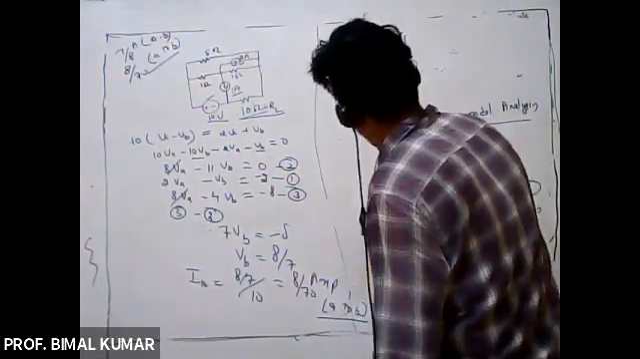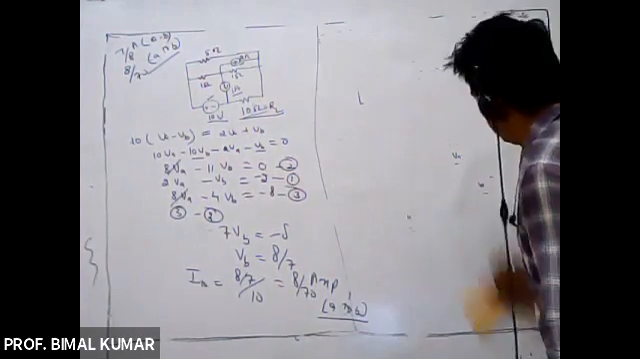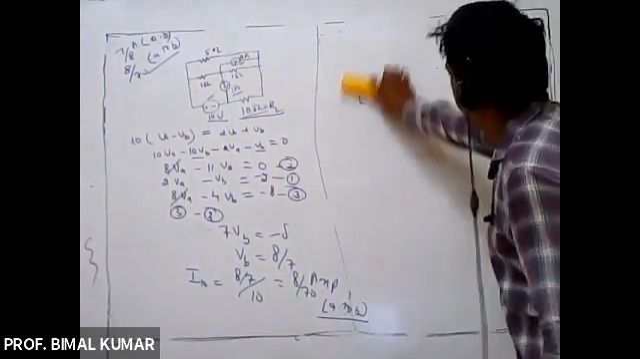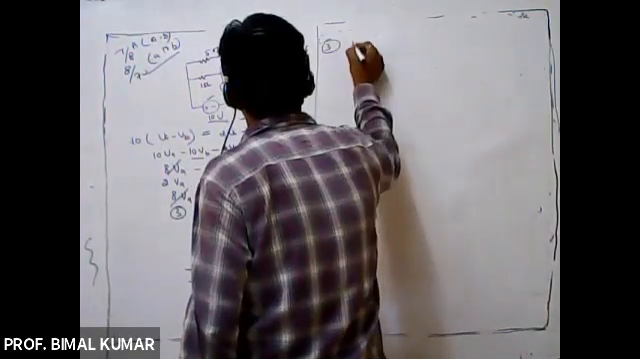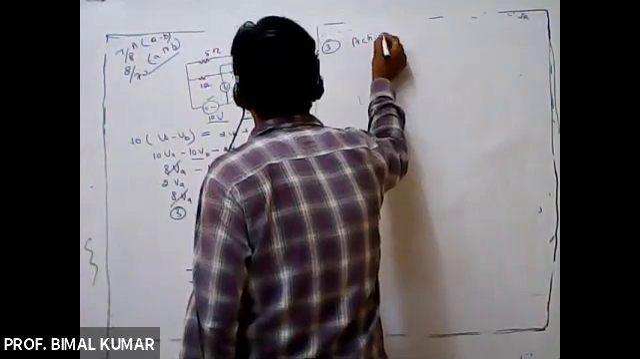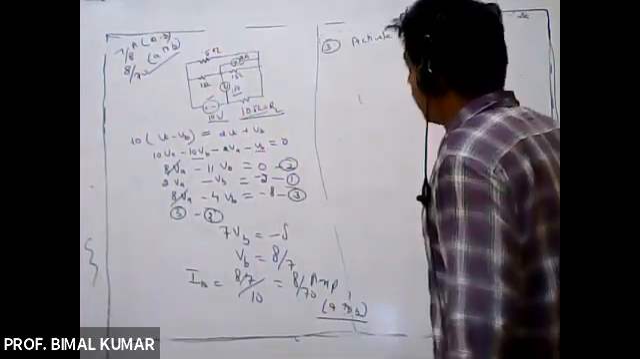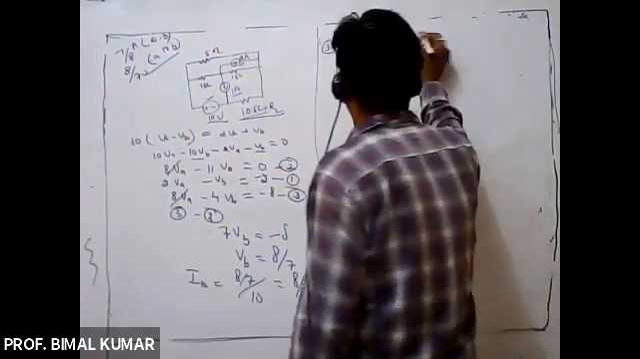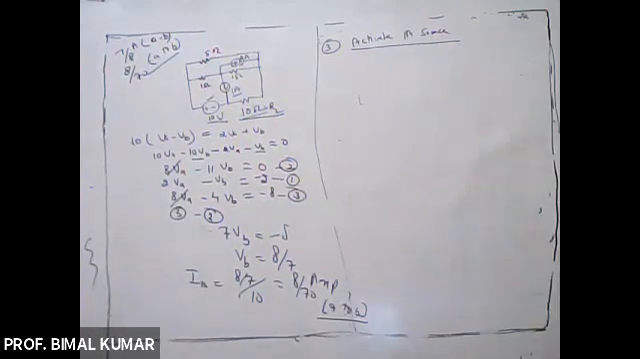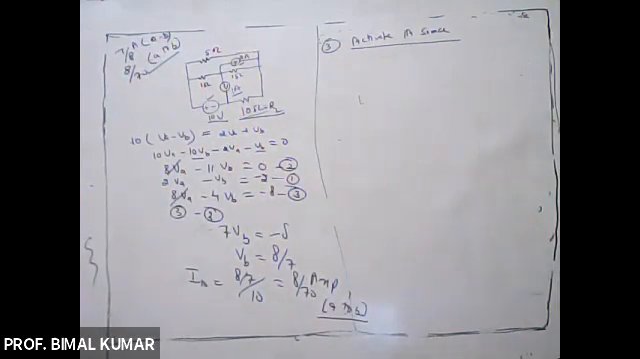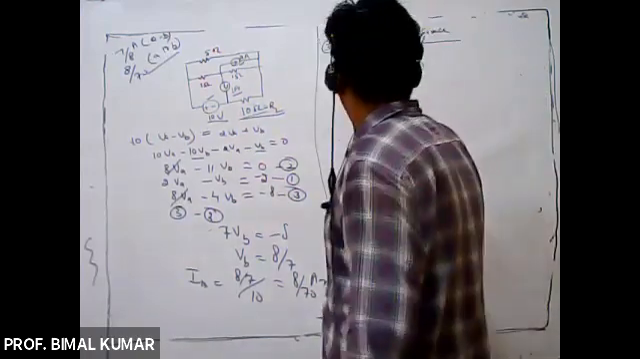Now in step 3, activate that 1 ampere source and deactivate all the other. Activate 1 ampere source and deactivate all the other. Now redraw this circuit again.